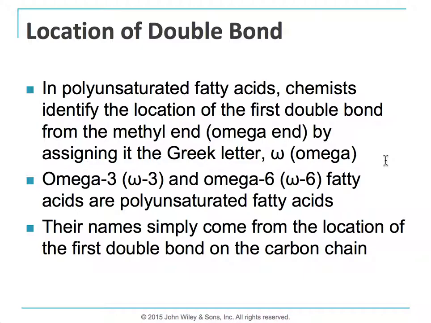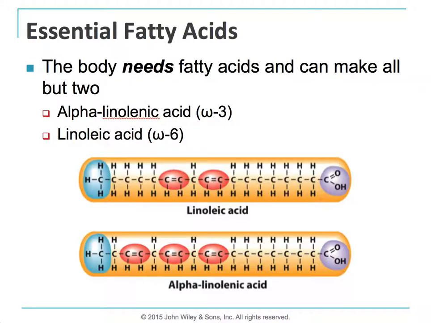And when you count in 3 or 6 carbons, that is what designates a fatty acid as an omega-3 or an omega-6. And again, both omega-3 and omega-6 fatty acids are considered polyunsaturated. And their names simply come from the location of the first double bond on the carbon chain. So here we have them in this example.